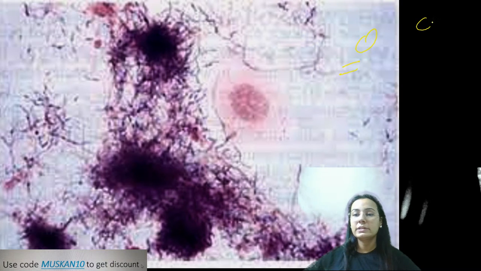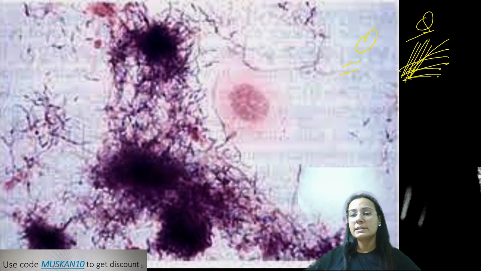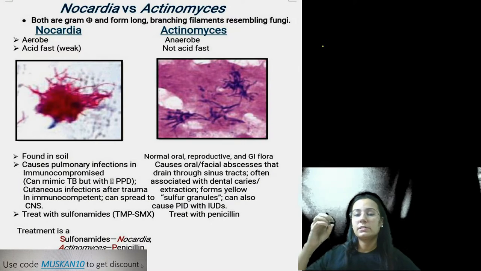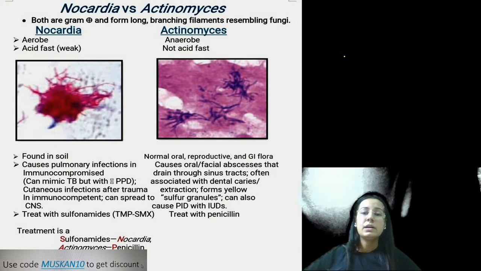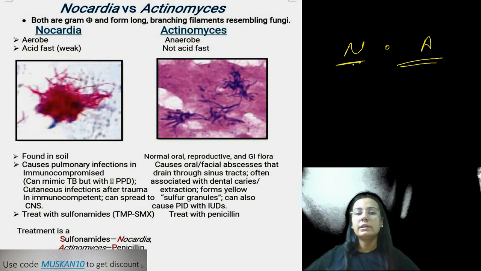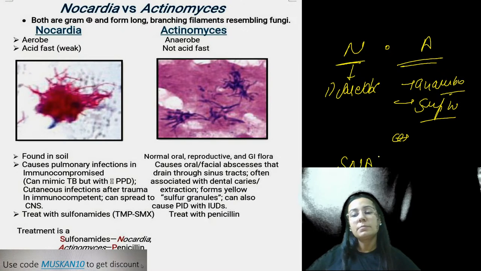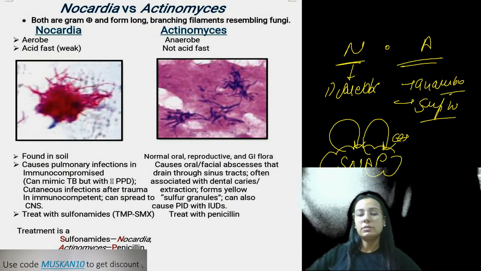Now this is again an important slide, the filamentous growth we can easily see, that is seen in Nocardia or Actinomyces. Some differences are important to remember between Nocardia and Actinomyces. In Actinomyces the sulfur granules are present, and that slide is also important because of the sunburst appearance of those sulfur granules. Okay, so Nocardia and Actinomyces. Now Nocardia is an aerobe, while Actinomyces is an anaerobe. Apart from this, we need to remember that sulfur granules are present in Actinomyces, and we need to remember the treatment by the mnemonic SNAP, that is sulfonamides for Nocardia and penicillin for Actinomyces.